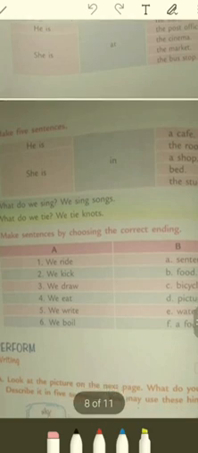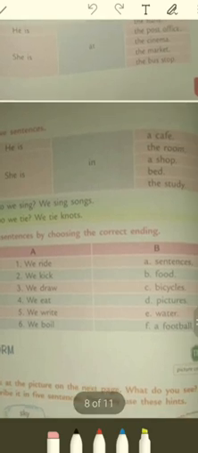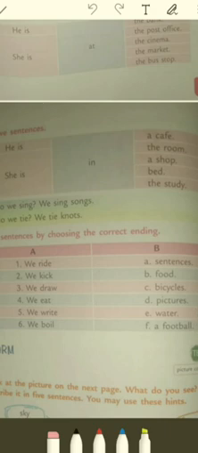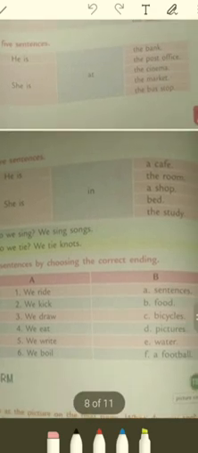Then make 5 sentences again. He is in the room. She is in bed or a cafe. So do it on your own.